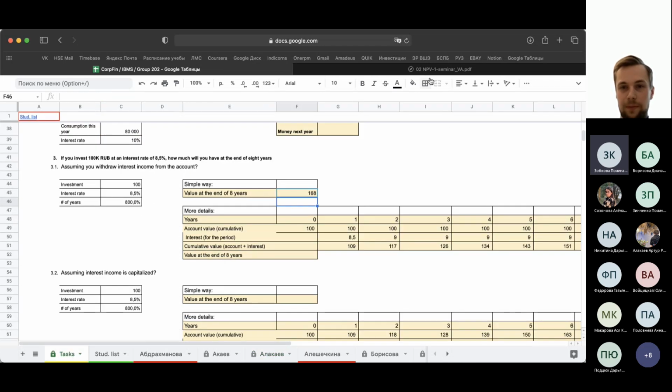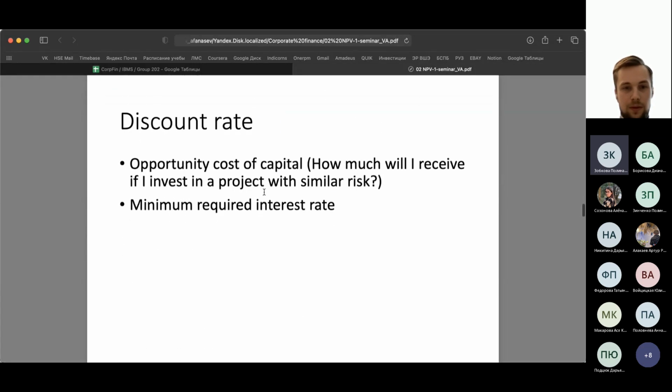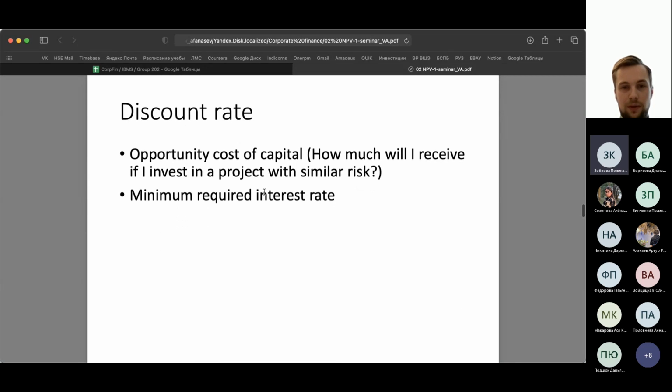Well, let's move on then. Actually, who can explain to me what the discount rate is, in your own words? Let's now return to the presentation for a while. Well, we use discount factors to compute the present value. Yes, but how do we actually estimate the discount rate?